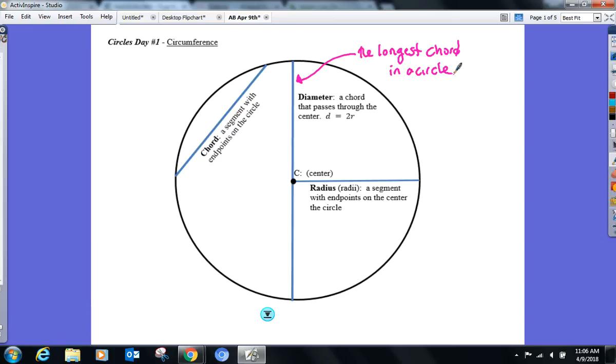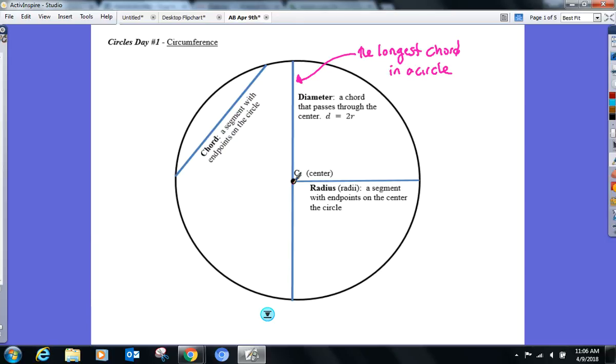Have you been exposed to that word chord before? No? Okay, some of us have, some of us haven't. But do you see the difference between a chord and a radius? Chord, the endpoints are on the circle. Radius, one endpoint is the center.